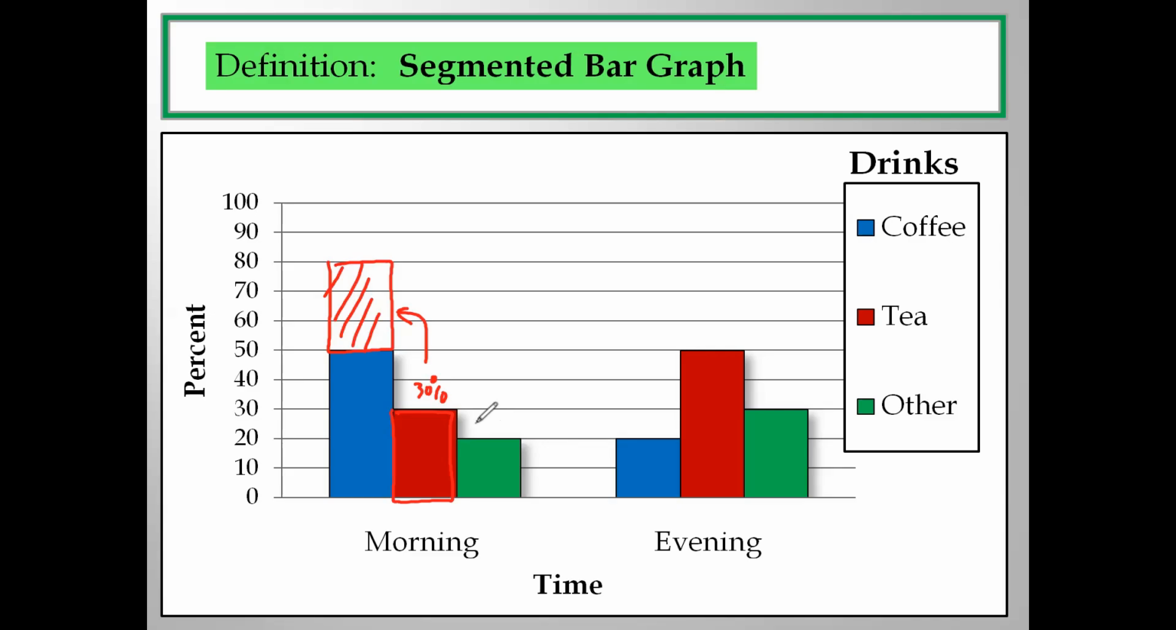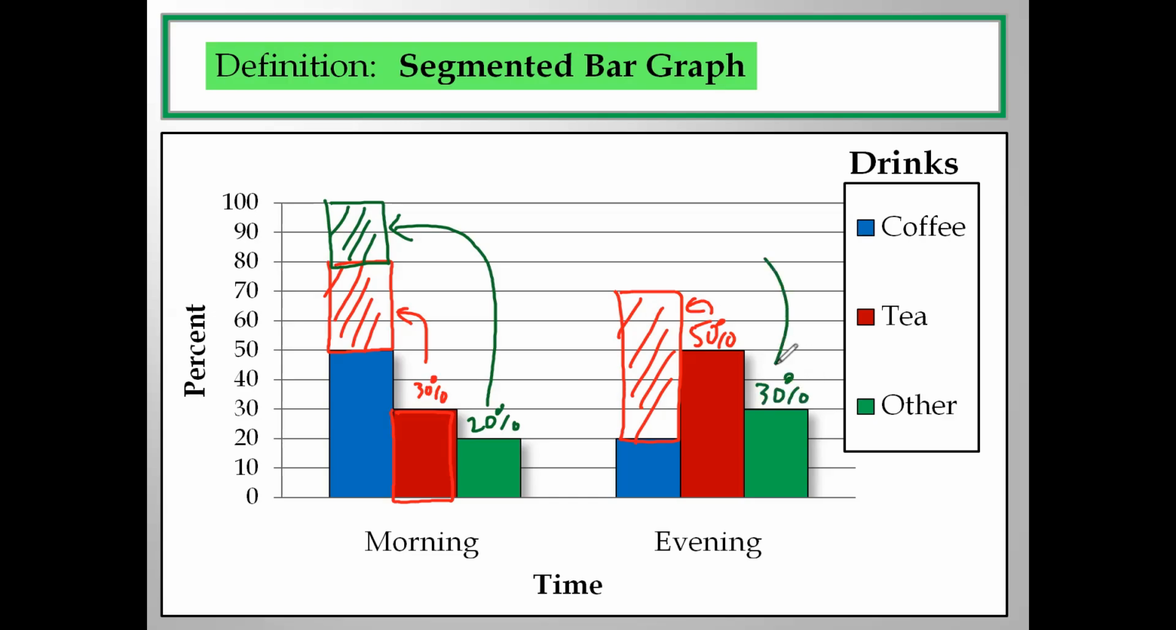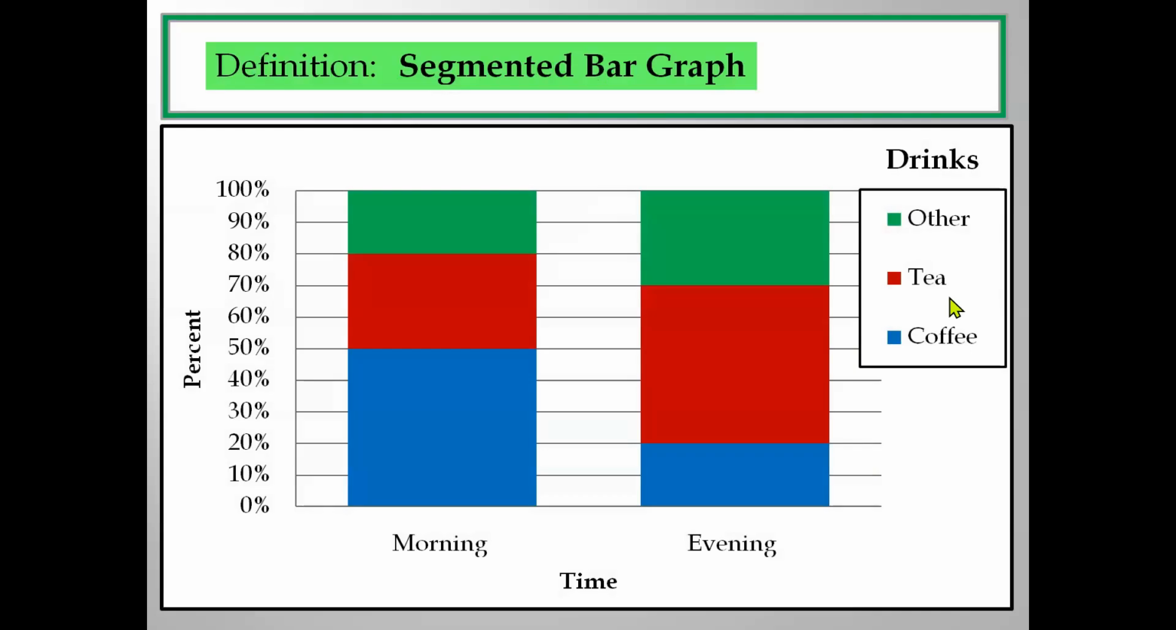And then we're going to grab the other morning drinks, and we're going to stack it on top of the tea category. And this will create our segmented bar graph. Similarly, we're going to grab our evening tea category of 50% and stack it on top of the coffee category of 20%. And we're going to grab the other drinks of 30% and stack that on top of the tea category. We just have to make sure that everything adds up to 100%. And here you go. This will be our segmented bar graph.